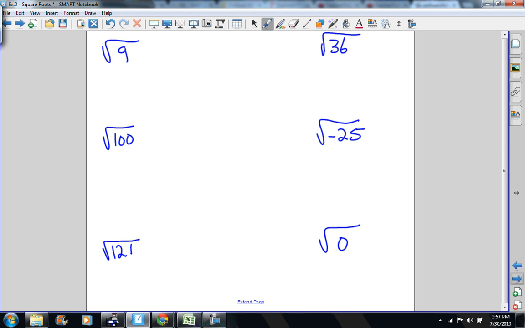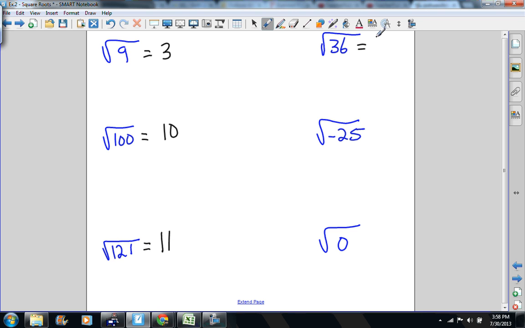So for these types of problems, we're supposed to figure out what the square roots equal. So for this top one, the square root of 9 is equal to 3 because 3 squared equals 9, and those are opposite. Square root of 100, you've got to think of what number squared equals 100. Well, 10 times 10 is 100. Therefore, the square root of 100 is 10. 121. 11 times 11 equals 121, so this will be 11.